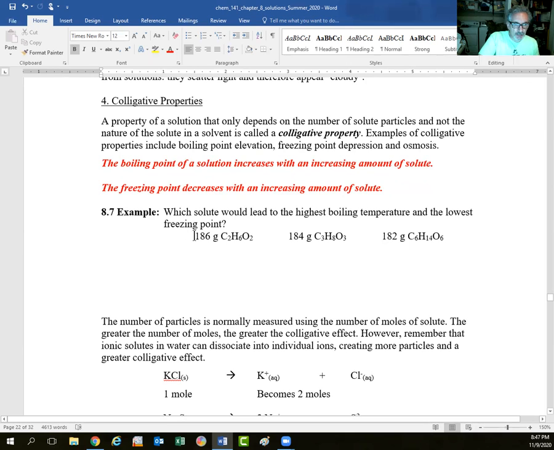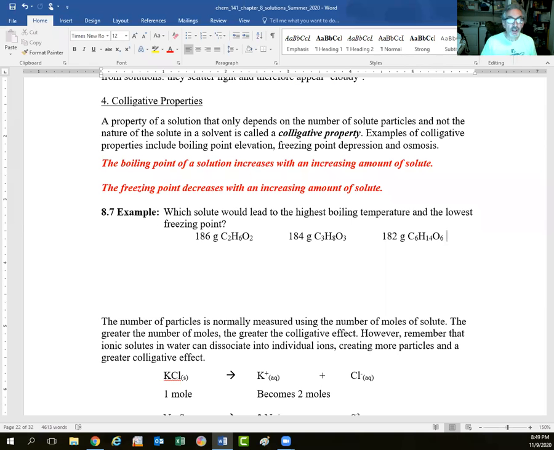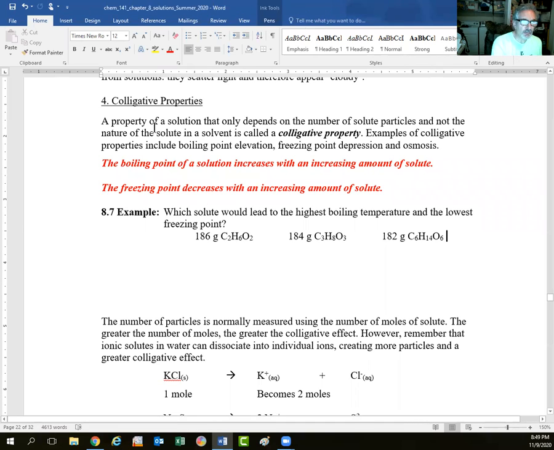Take a look at the 3 examples here. So which of these 3 solutes added to a litre of water would cause the greatest boiling point elevation and freezing point depression? Take a second and work it out for yourself. Okay, let's take a look at the 3 of them. So we're given very similar masses for the 3 solutes, but that doesn't mean we've got an equal number of solute particles, because we need to measure the number of moles.